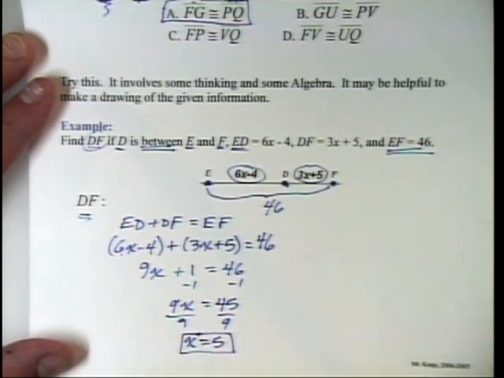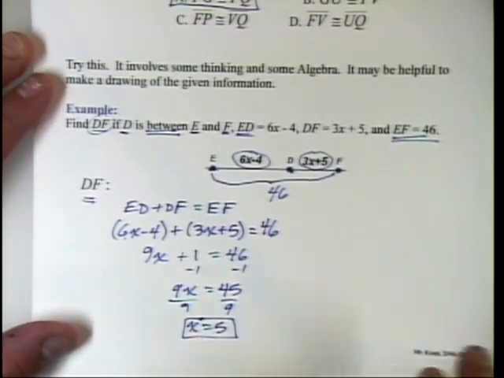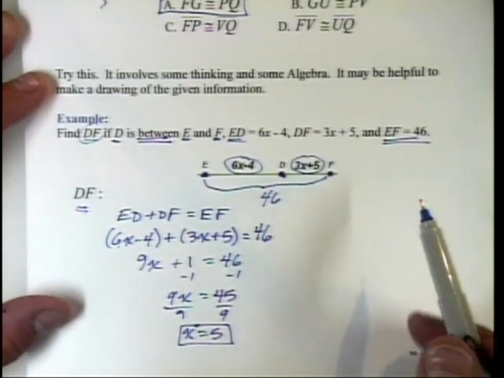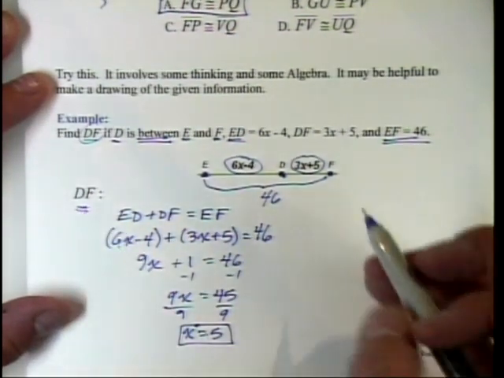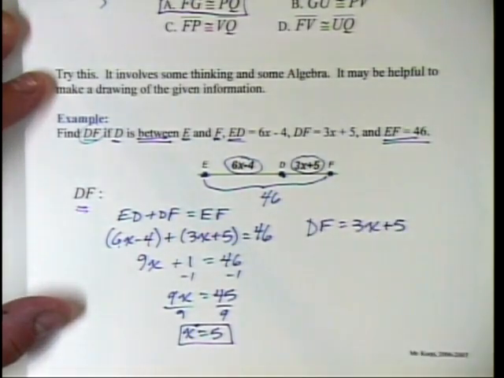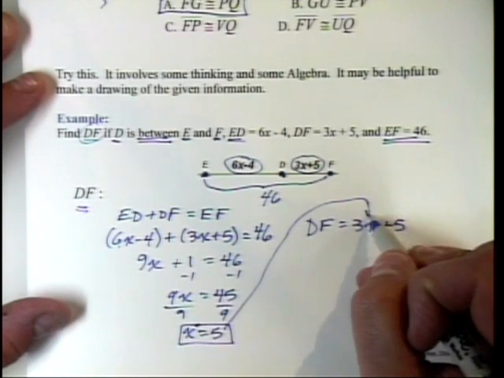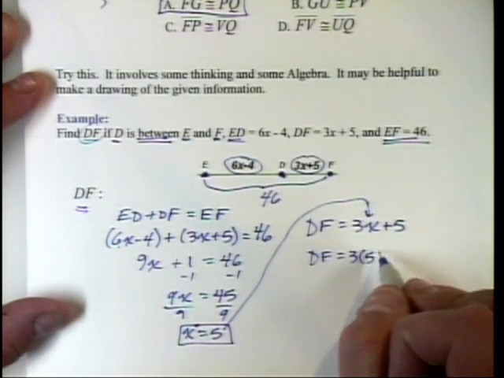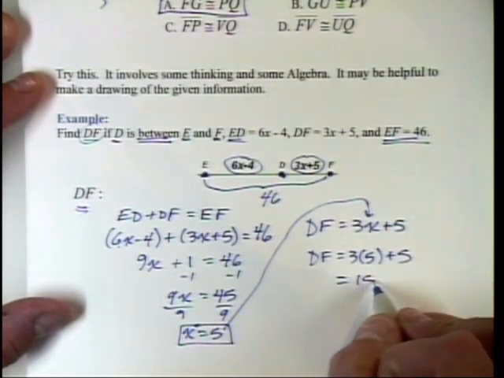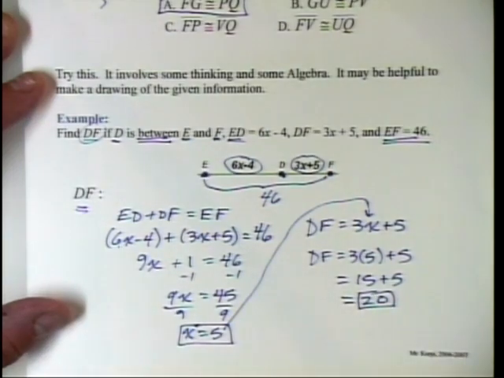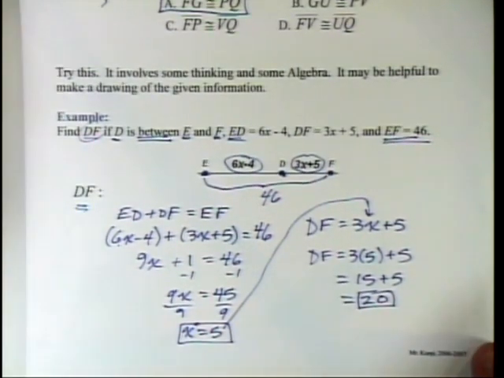Now a lot of us feel pretty heroic and pretty happy that we found x. So we might be tempted to move on to the next question, but it's always important that we answer the question. We're trying to find the length of DF. DF, remember, the length is 3x plus 5. So now I have to take my x and plug it back in here. So DF is equal to 3 times 5 plus 5, which is 15 plus 5, which always has been 20. So again, answer the question.